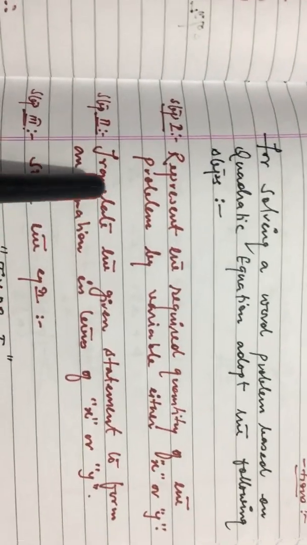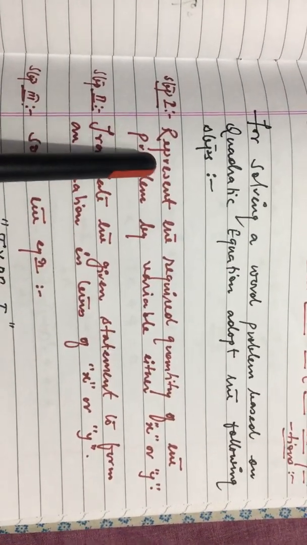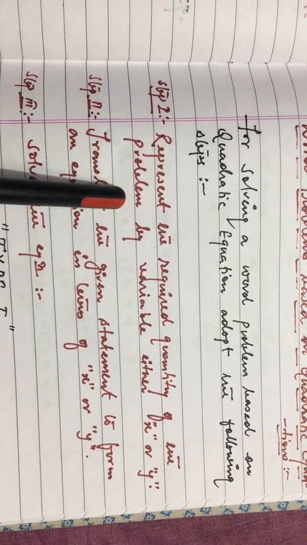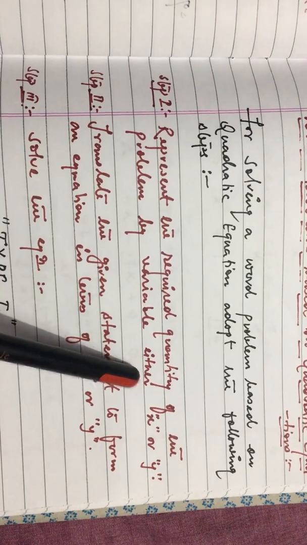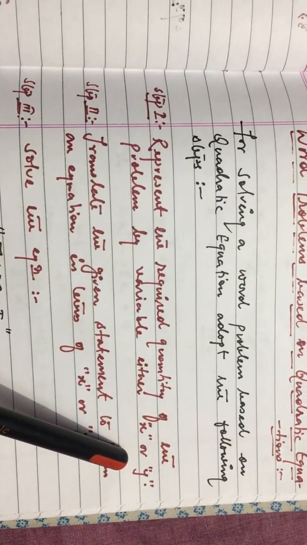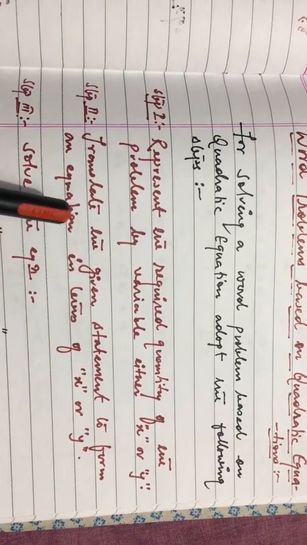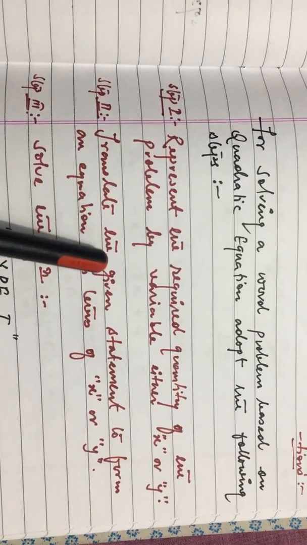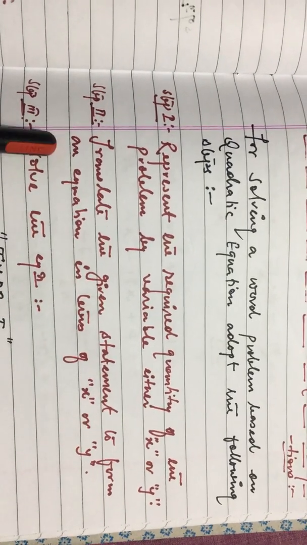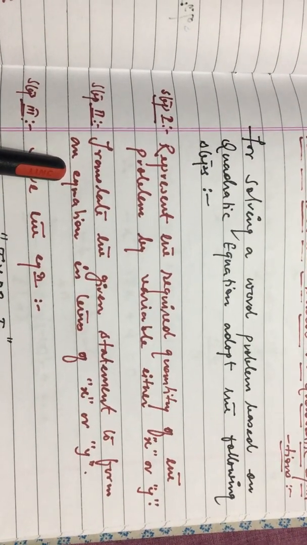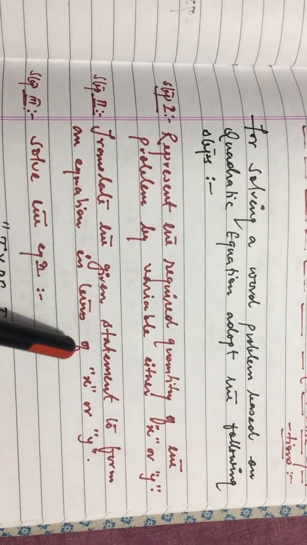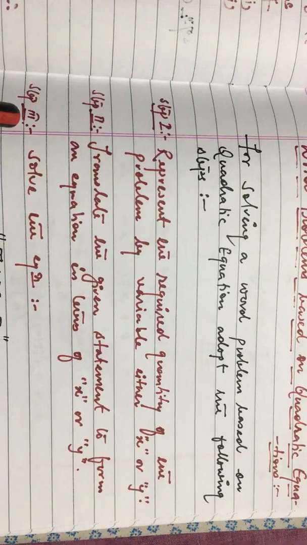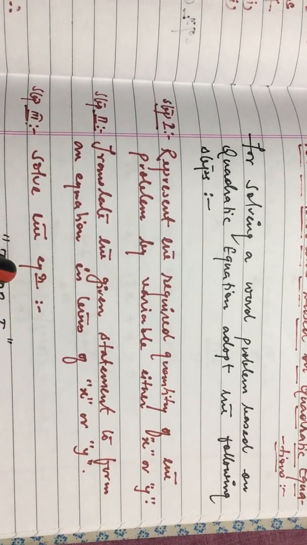In step 1, represent the required quantity of the problem by a variable, either x or y. After representing in terms of x or y, in step 2, translate the given statement to form a quadratic equation in terms of either x or y. In the last step, we have to solve the equation.